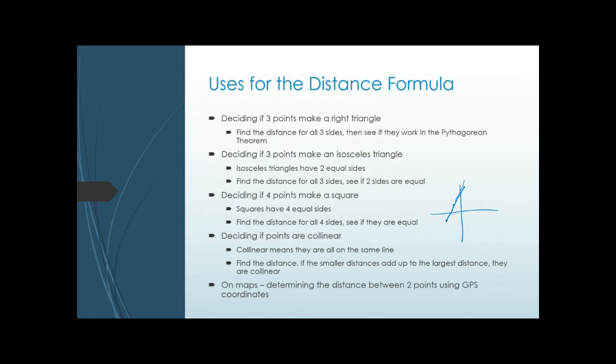Basically, if you have 3 points, the 2 shortest distances add up to the longest. If they add up to the largest distance, then they're all in the same line. If they don't, then they're not collinear, which just means they're not all on the same line. So that's good for visual inspections. If you're trying to make sure everything is straight and you're not sure if it is or not, you can use the distance formula.